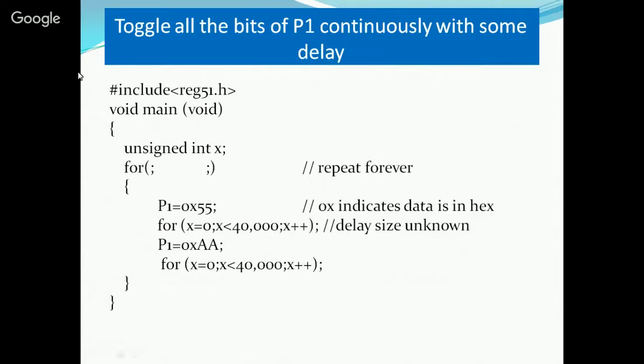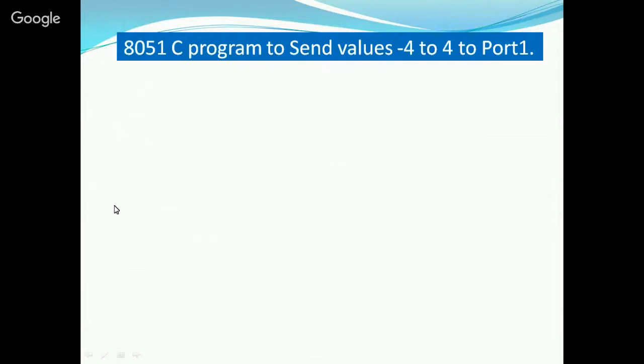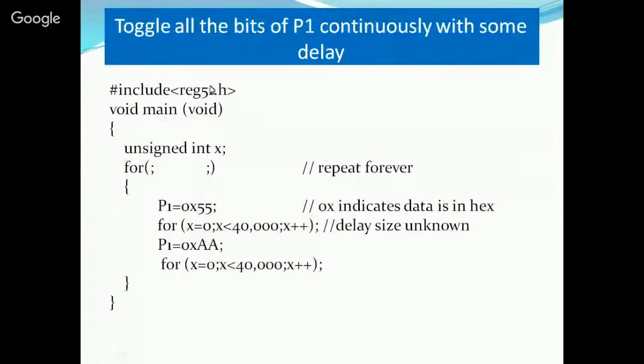For example, in this case you can see that suppose you want to repeat this particular process continuously. So what we have done is we have put all the process inside this empty for loop. Apart from this empty for loop, we can also use while one. That will also do the same.